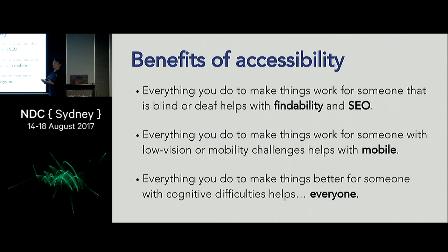If you want to talk about what are the extensible benefits of accessibility, everything you do to make something work for someone who's blind or deaf actually helps with findability and search engine optimization. Everything you do to make something more accessible to someone with low vision or mobility challenges actually works towards helping your mobile users as well. Those two personas actually map very closely to each other. And everything you do to make things better for someone who has cognitive difficulties makes it more usable and easier for everyone.